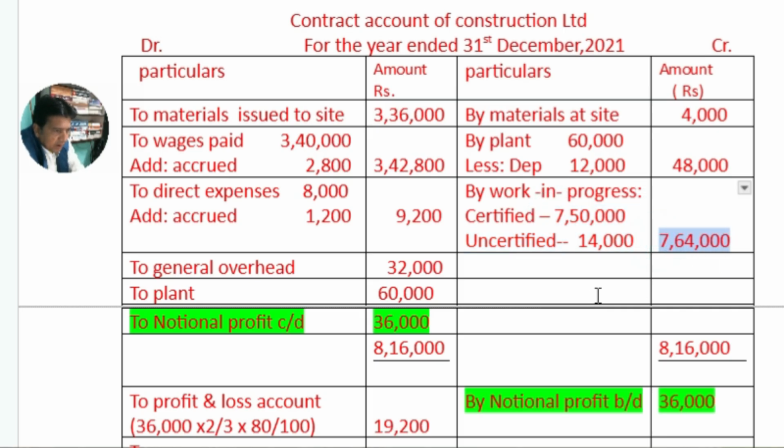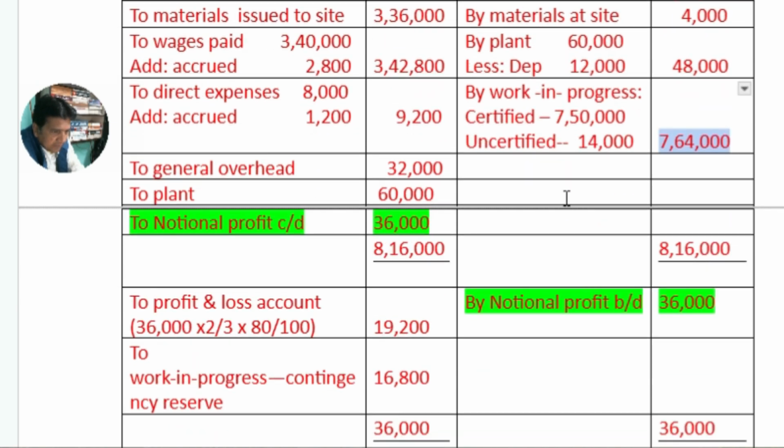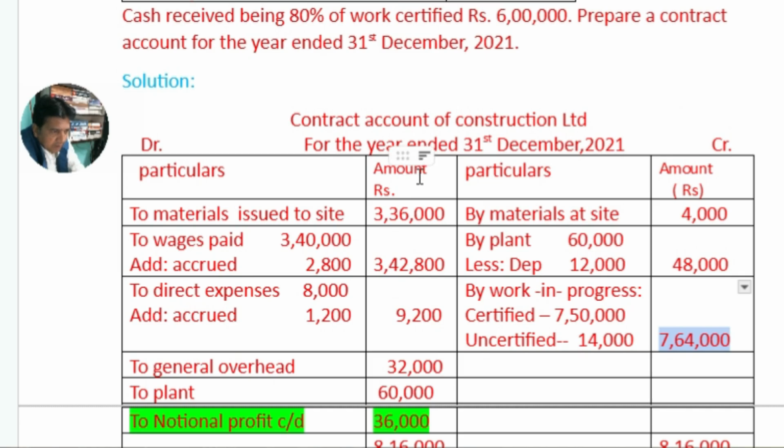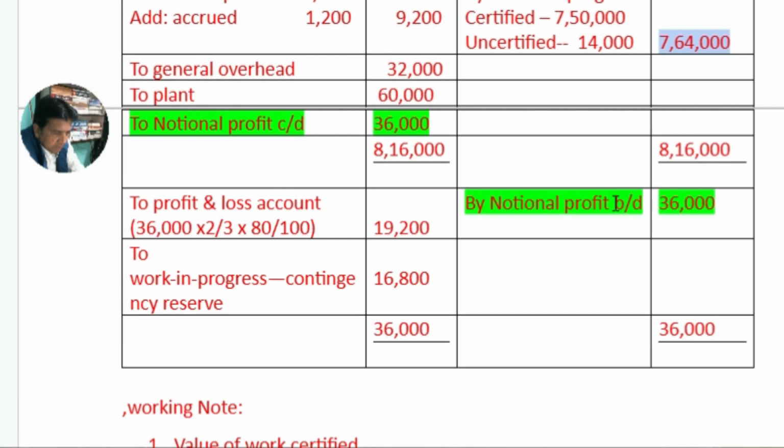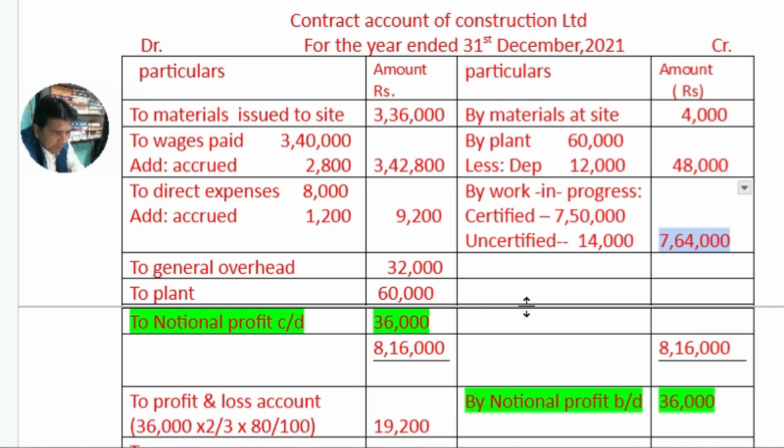7,64,000. Now all the expenses pertaining to the contract are debited, and all the items pertaining to the credit side are credited to the contract account. So now we balance the account, finding out the notional profit balance. The sum total of the debit side is 7,80,000, and the sum total of the credit side is 8,16,000.